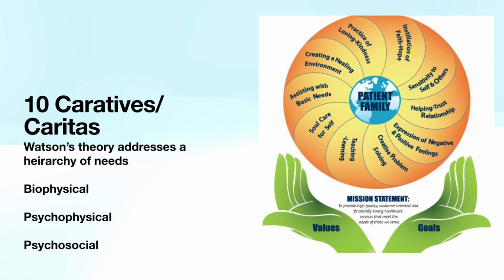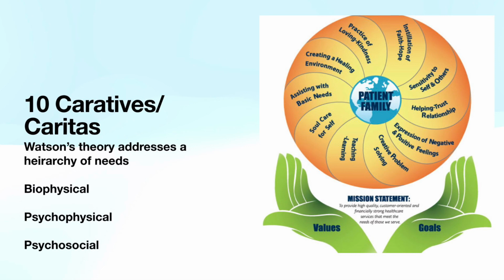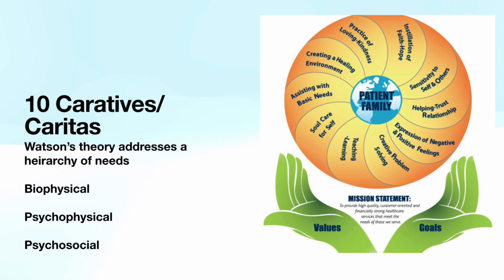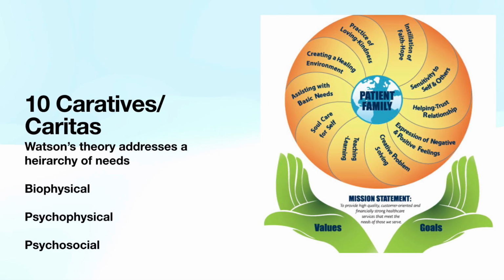Using the scientific problem-solving method to make decisions. Number 6, using the scientific problem-solving method to make decisions creatively and with a caring process. Using nursing knowledge and self-awareness, they utilize the art of caring in the nursing process.